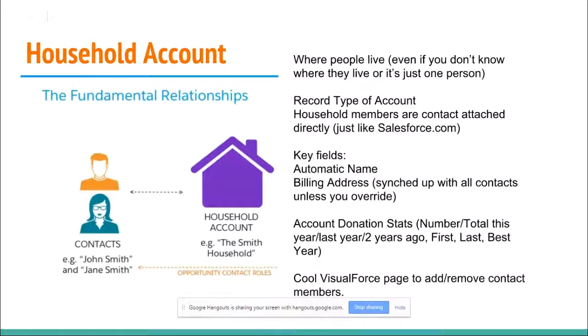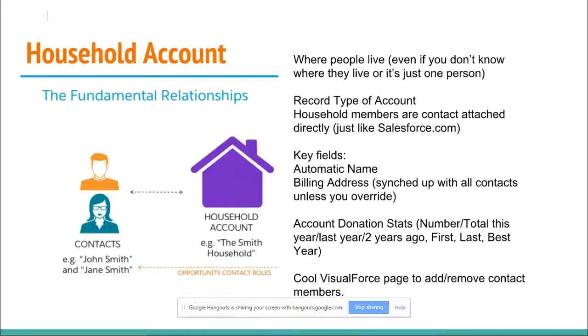The address between Rosie and me and my household is synchronized automatically unless you override that. So one change to one means all of them change, and you just don't have to worry about keeping those in sync. The household does have donor statistics, how much all of the people at the household gave this year, last year, 2 years ago, etc.